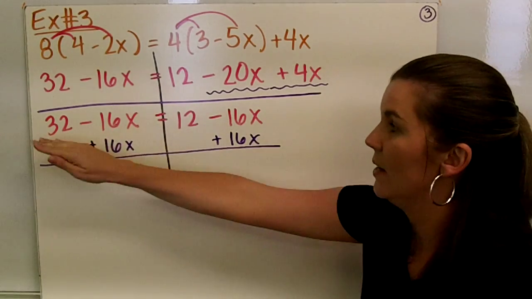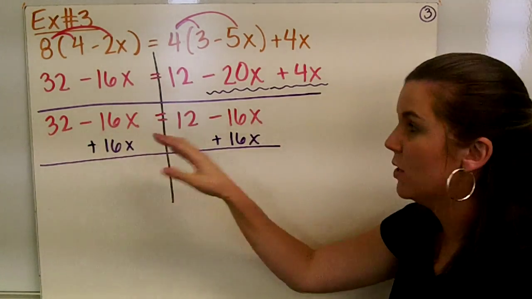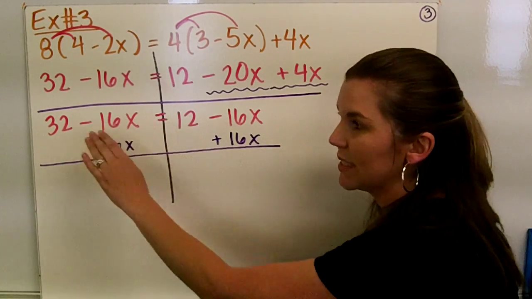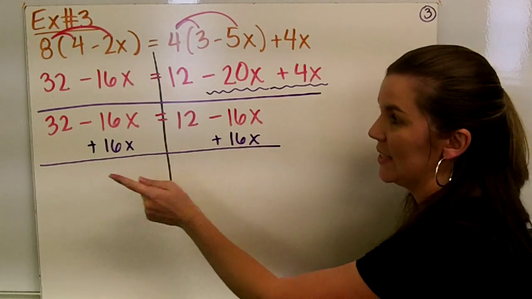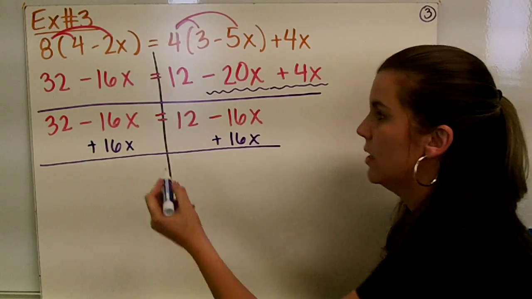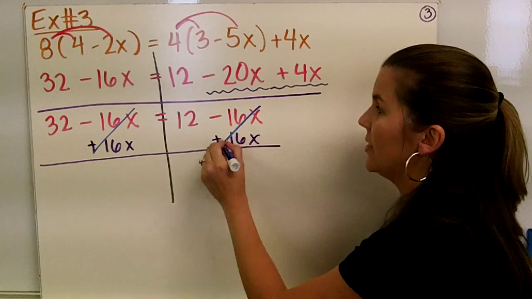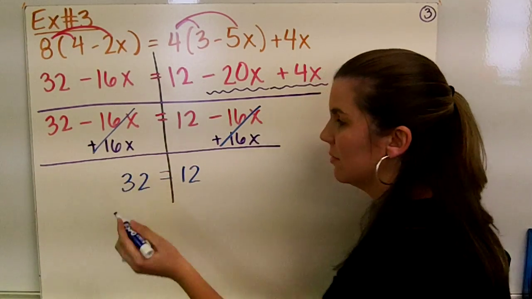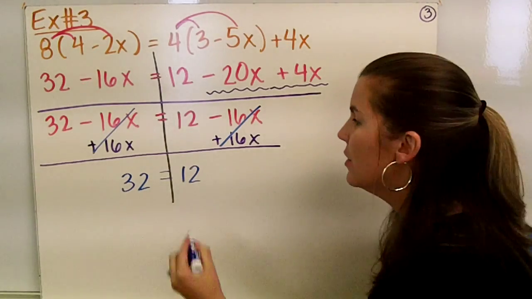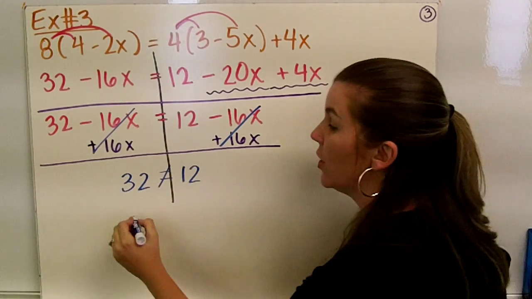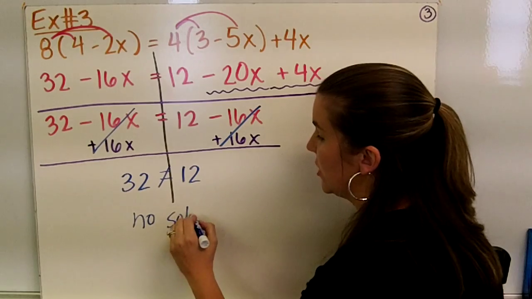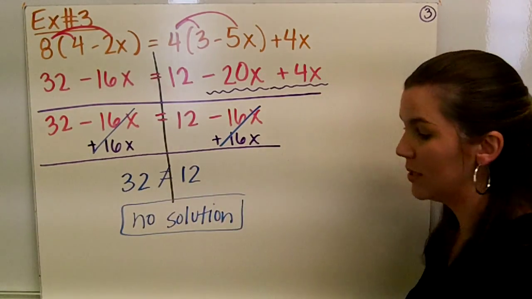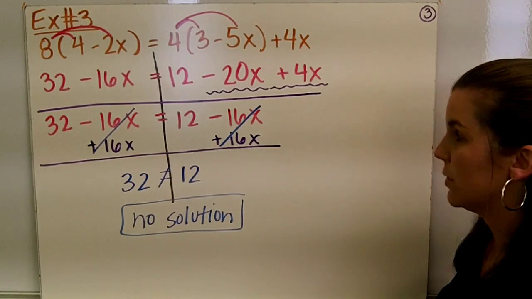So here I am. I have x on both sides of the equation. Remember, we want all of our x's on one side. Now these aren't exactly the same. So if I add 16x to both sides, what happens is the x's disappear. So now I have 12 equals 32. Is 12 equal to 32? No, absolutely not. Never. So there is no solution to this equation. No matter what number you choose for x, it's never going to make both sides of the equation equal to each other.